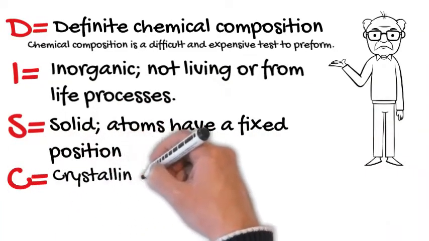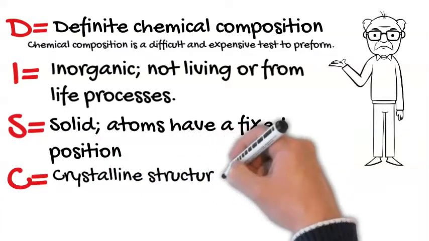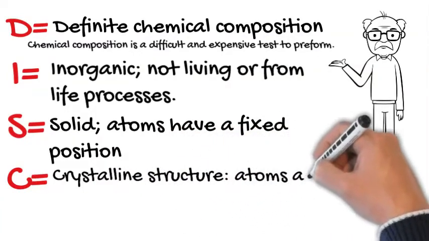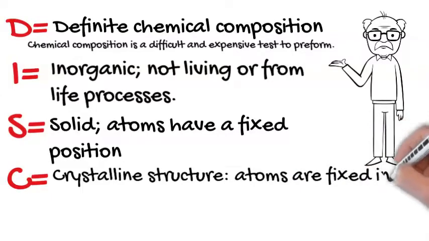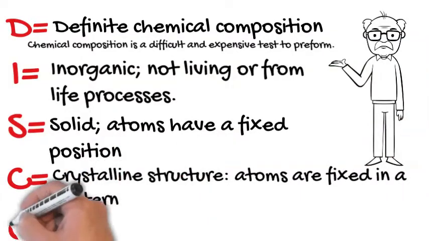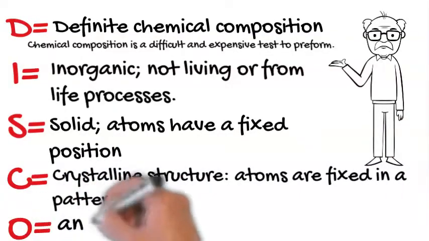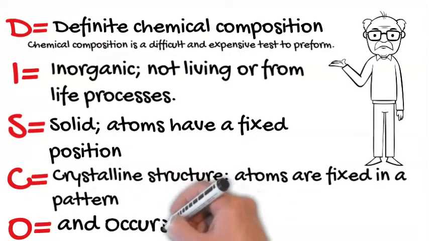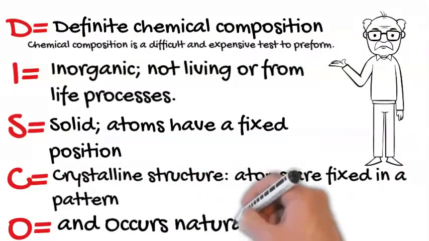C stands for crystalline structure. That means not only is it a solid, but the atoms are arranged in a fixed pattern. And of course, O stands for occurs naturally. I like naturally occurring, but it doesn't fit the disco definition.